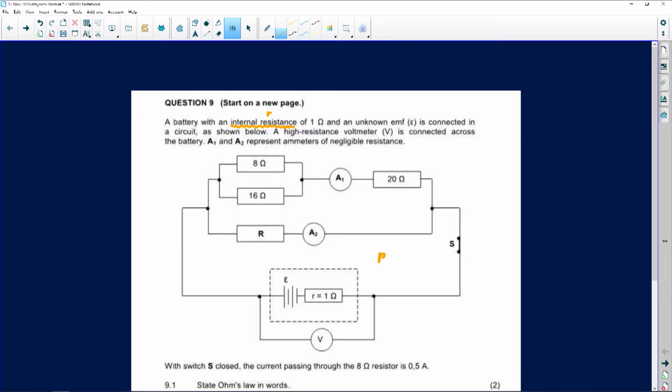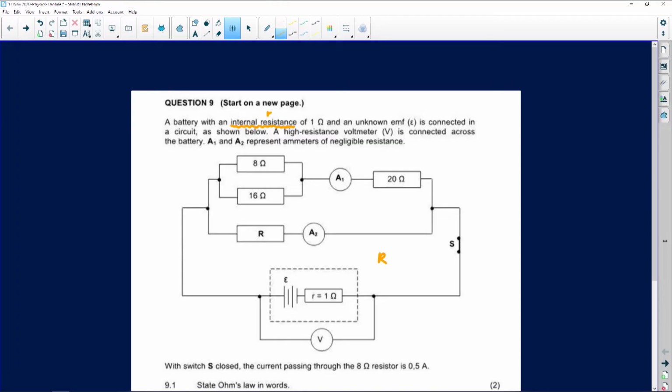The big R then means resistors. The normal resistors that we are using, like this one will be a 20 ohm resistor, 8 and 16 and so forth. And we have an unknown EMF. The EMF is unknown. So most of the time they'll tell you, okay, the EMF of the battery is 12 volts or 20 volts and so forth. Then you know the EMF of the battery. In this case, the EMF is unknown. However, we do know the internal resistance of this battery. We must keep that in mind.